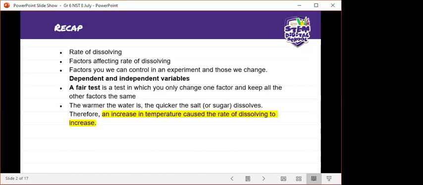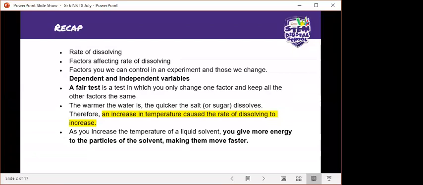Okay, and then we got to a conclusion saying that the warmer the water is, the quicker the salt dissolves, right? And we said, therefore, an increase in temperature caused the rate of dissolving to increase as well. Okay, so I just highlighted this on my slides, basically just to show you guys that it is an important thing to note that when we increase temperature, right, we're also increasing the rate of dissolving, or the rate of dissolution. Okay.